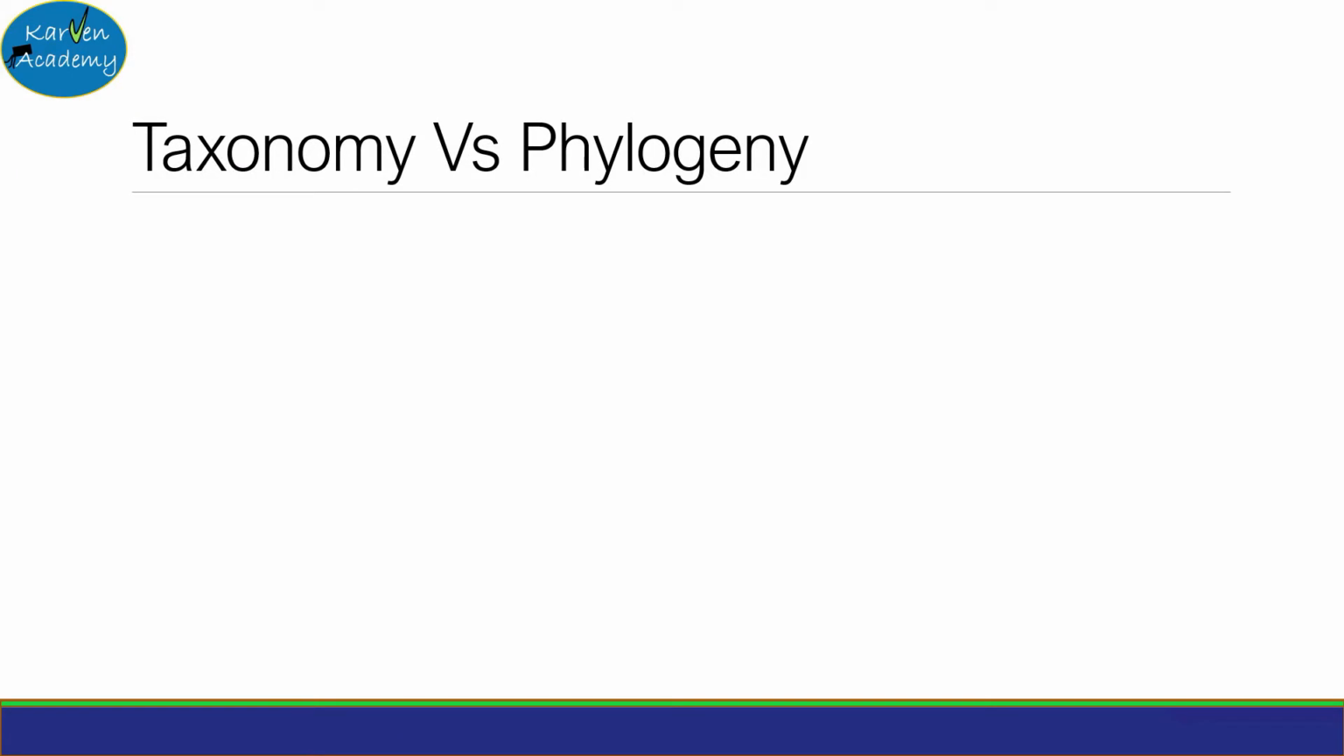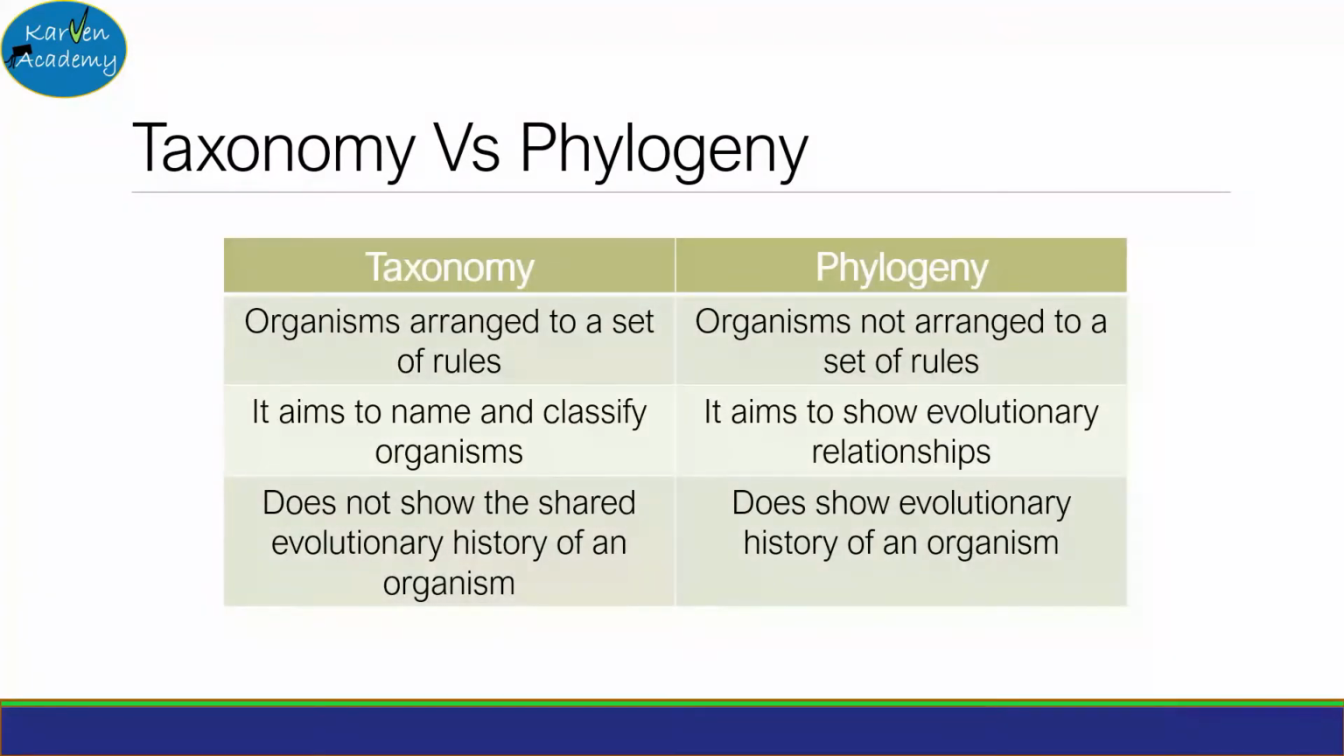Now let's summarize the differences between taxonomy and phylogeny. Taxonomy arranges organisms according to a set of rules, while phylogeny doesn't. Taxonomy aims to name and classify organisms, while phylogeny aims to show the evolutionary relationships. Taxonomy does not show the shared evolutionary history of an organism, while phylogeny does. I hope you've understood it now.